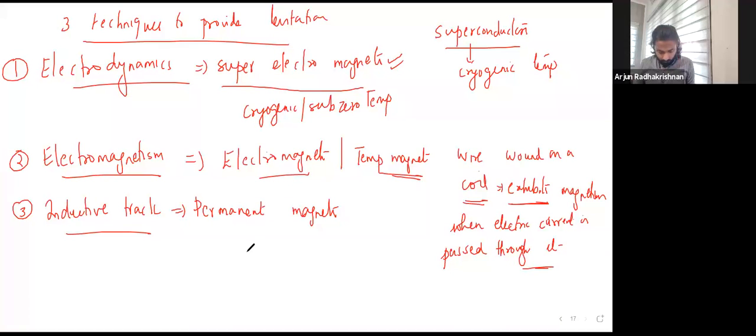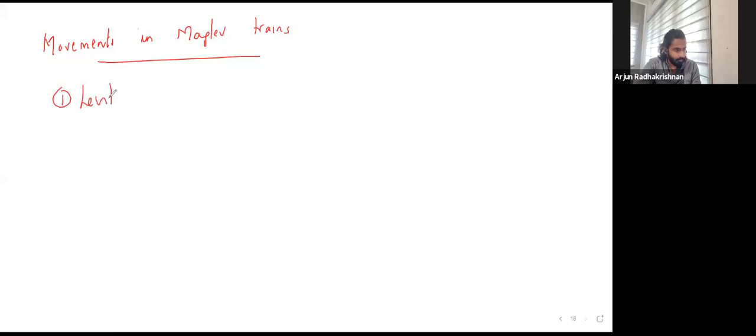All right. Now there are three types of movements in this train, bullet train, hyperloop, etc. Three types of movements are there in maglev trains. First movement is called levitation, or floating movement. That movement technique, maglev technology, which we discussed now, is levitation or floating movement.